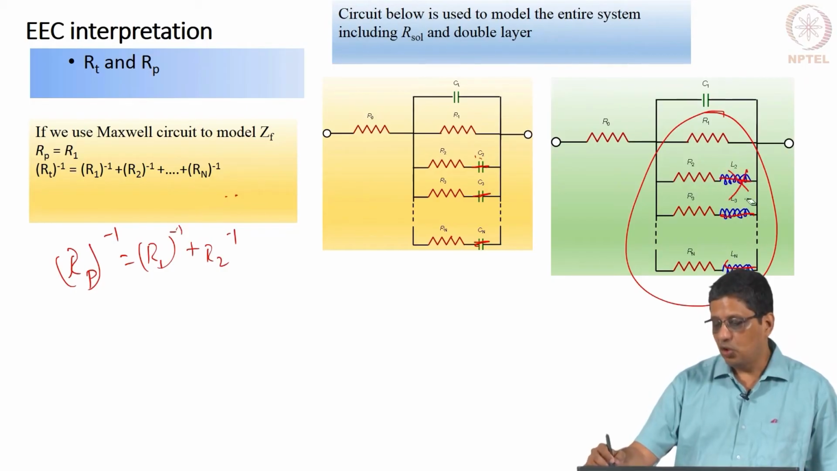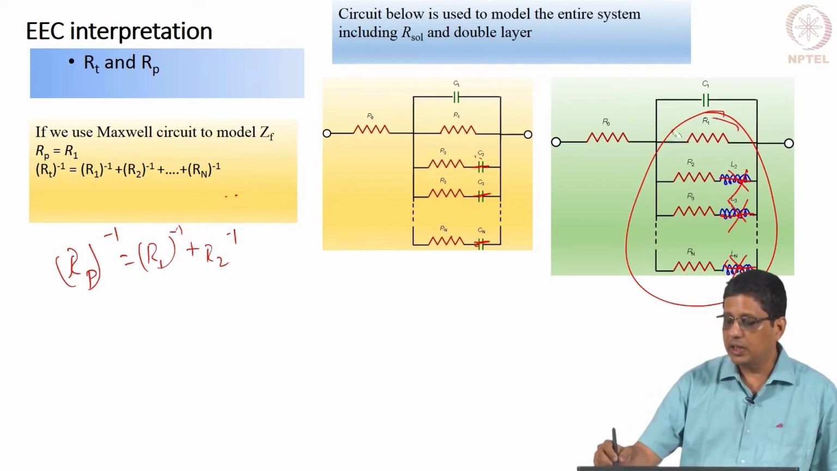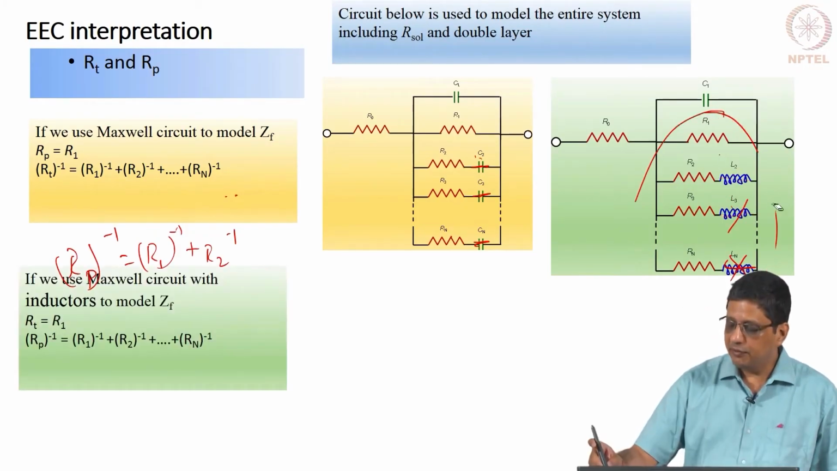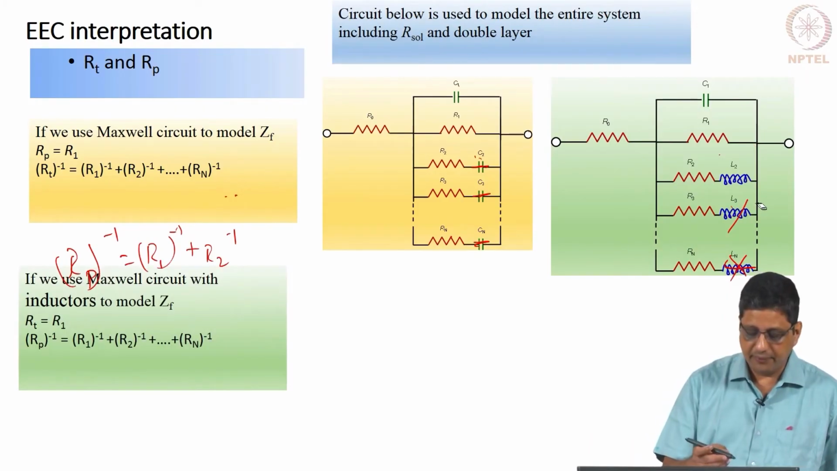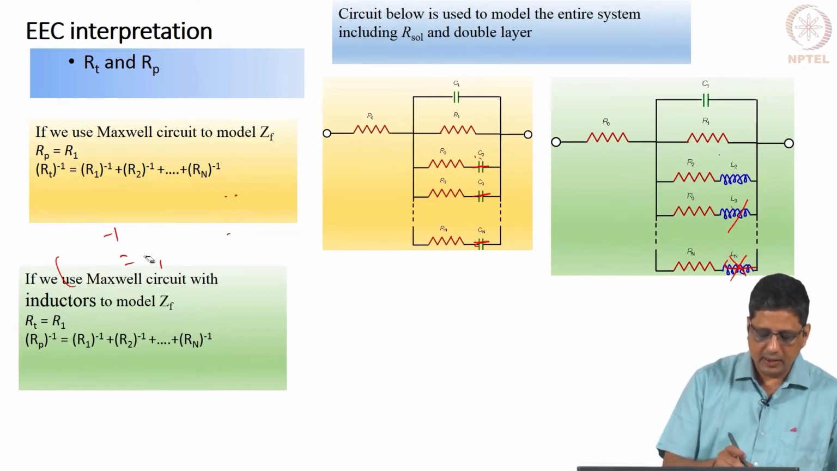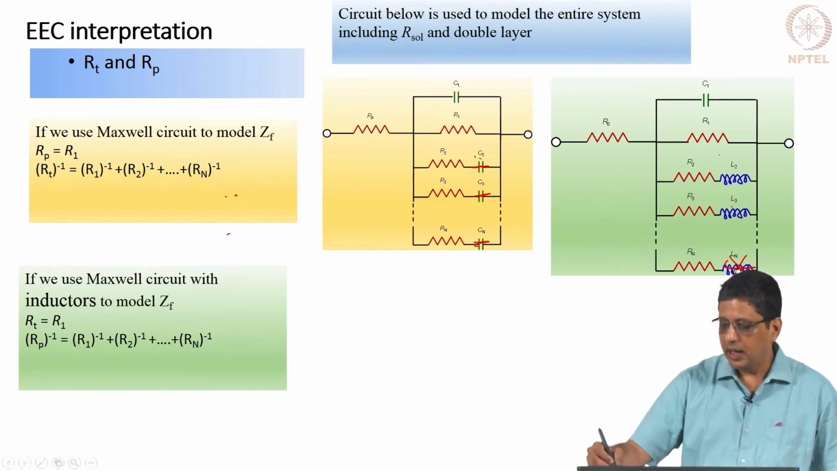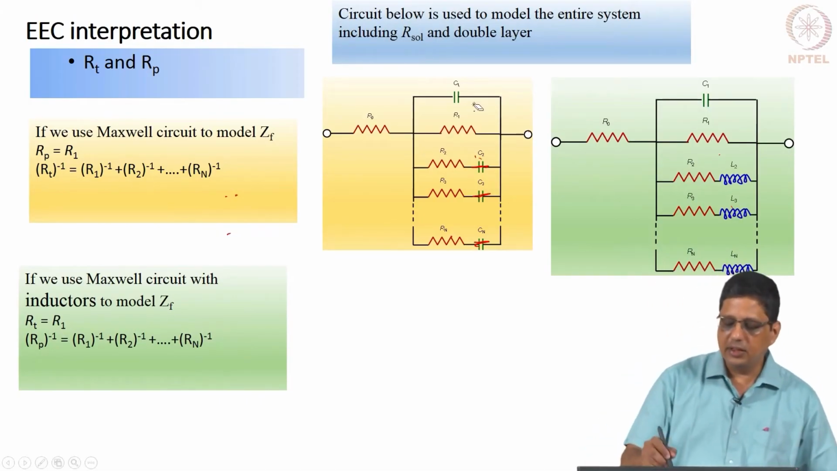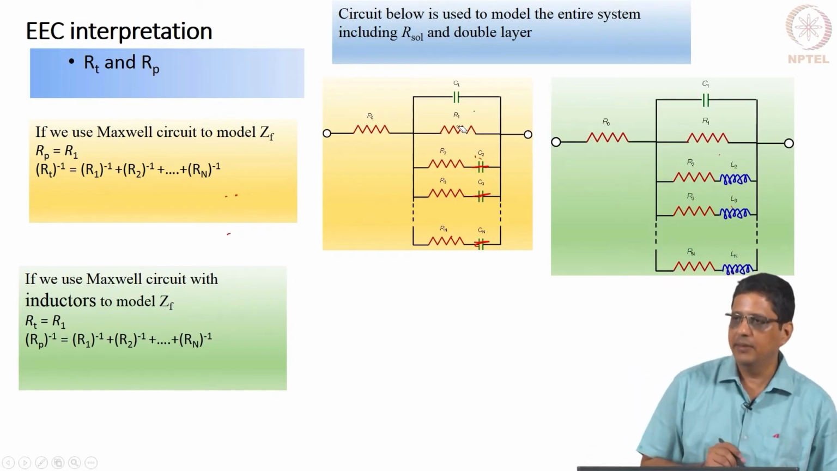At infinite frequency, this is open. The inductance will not allow any current to go through, therefore this becomes the charge transfer resistance. So, for the expression of charge transfer resistance in the Maxwell circuit with inductor, if I am able to fit the data to this circuit, I can right away tell the charge transfer resistance is R1. If I fit it to this circuit, I can right away say the polarization resistance is R1.